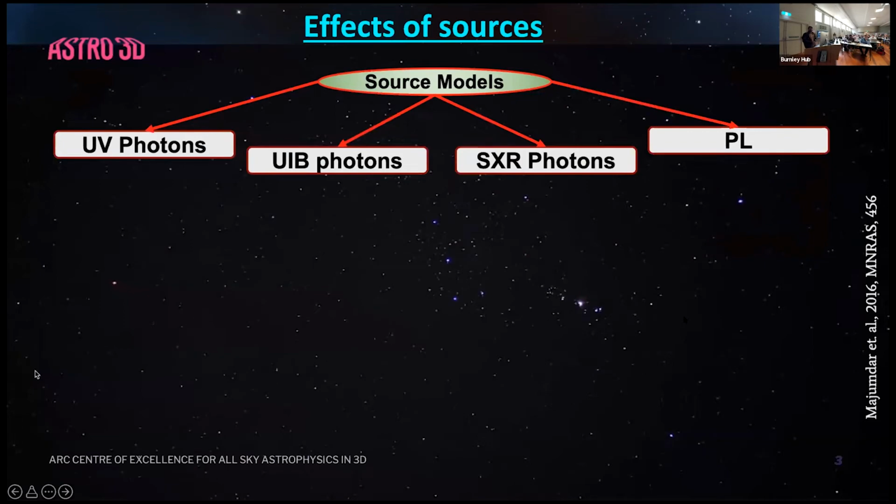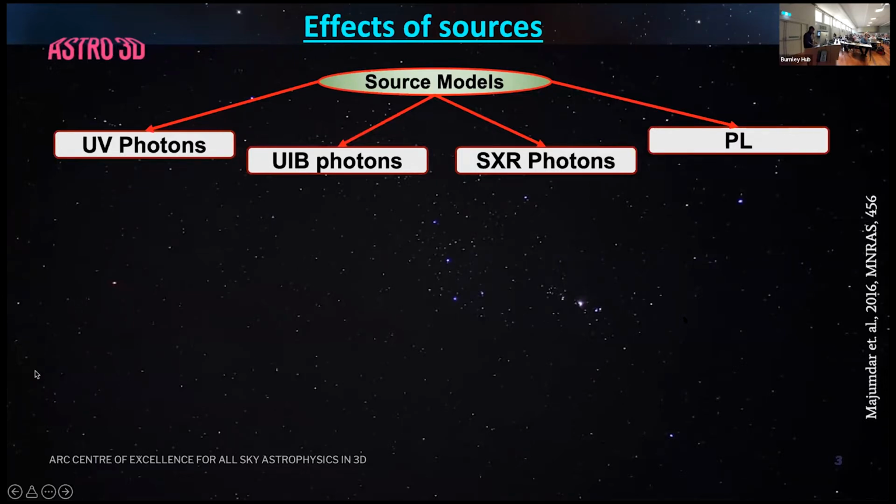Now, the second important thing is the effect of different sources. In practice, there could be a large number of possible sources which ionize the IGM. Here I'm considering 4 such source models. In these models, we have assumed that the number of ionizing photons emitted by these sources is proportional to the halo mass in which they are residing.